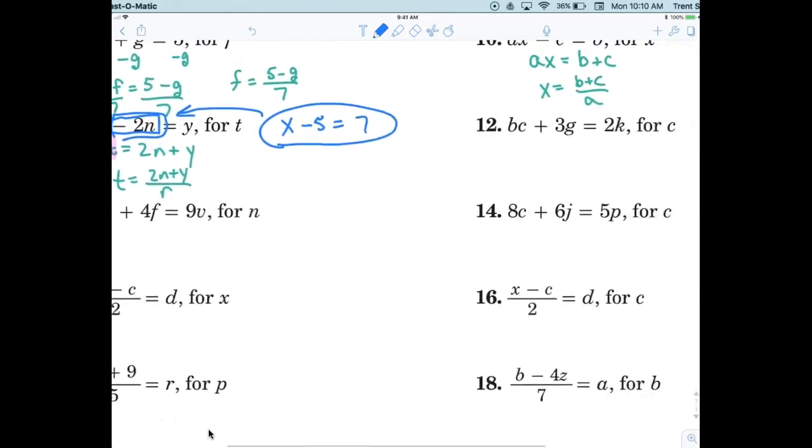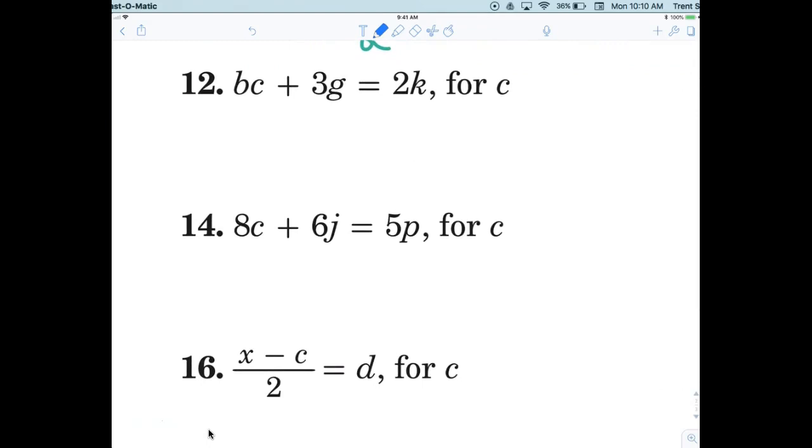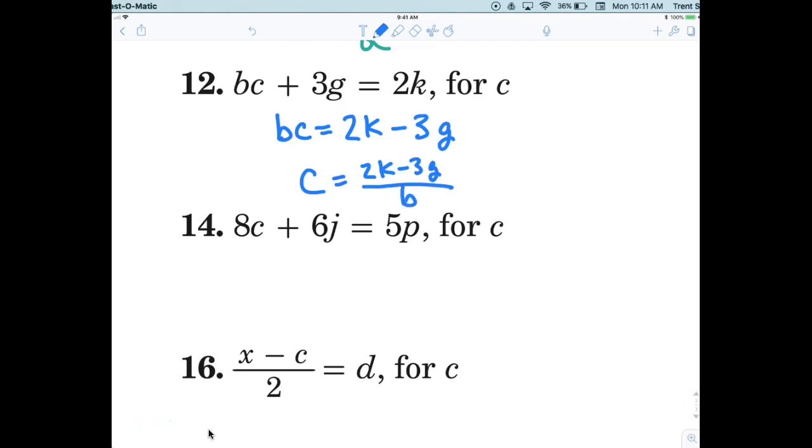All right, here we go. Michael, you want to try number 12? Yes. What do I do? You subtract 3g. Beautiful. So BC is equal to? 2k minus 3g. Yes. And now what? Then you divide by c. Or b. Sorry. B. Don't be sorry. So C is equal to? C is equal to 2k minus 3g all over b. Exactly correct. I feel like you guys should be good with that.